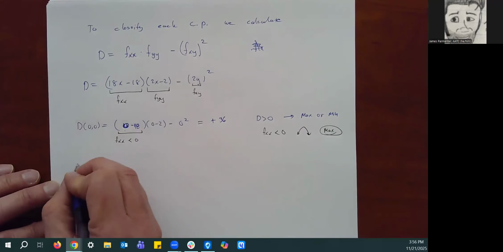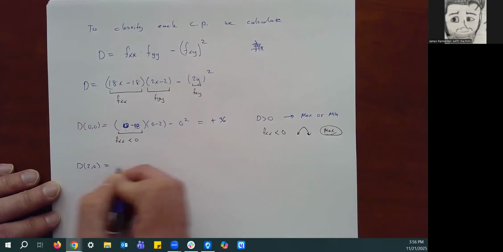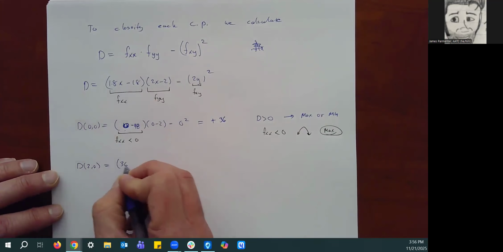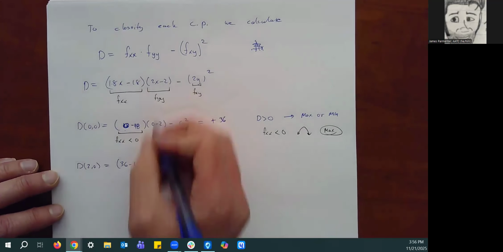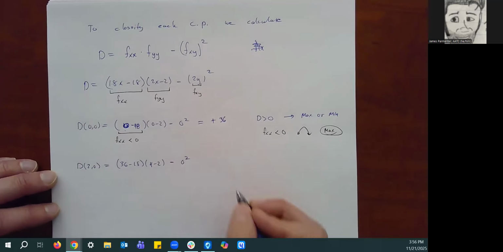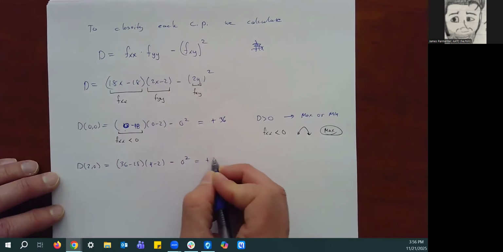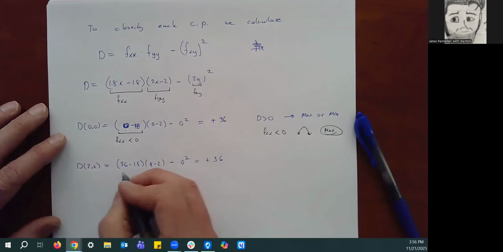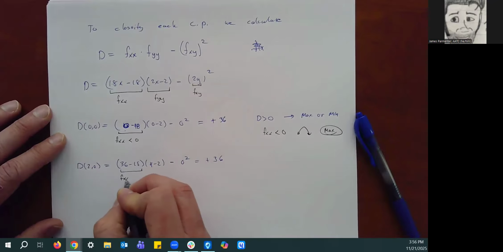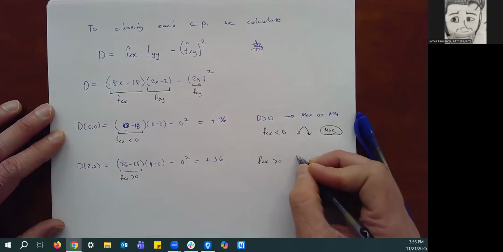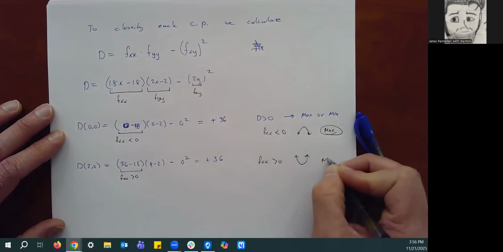If we plug in the next critical point, (2, 0), same idea. We have 18 times 2, which is 36 minus 18. 2 times 2 is 4 minus 2, minus, again, 0 squared. This is also equal to positive 36. But in this case, my fxx is positive, which means we are concave up, which means we have a minimum.